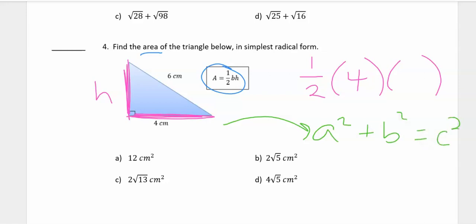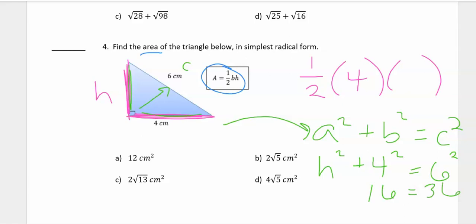C is the side across from the right angle. 6 is your C. That's the one that matters. It doesn't matter for the other two. I'm just going to do H squared plus 4 squared. Okay, squareds first. So that's 16. 6 squared's 36.